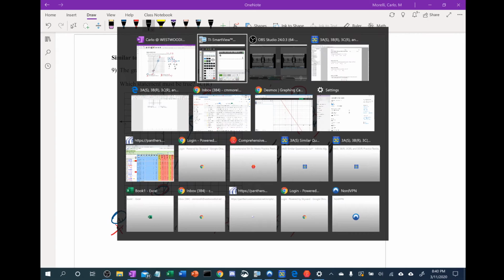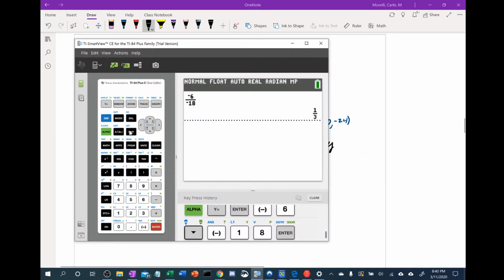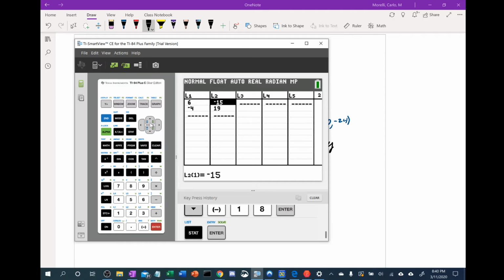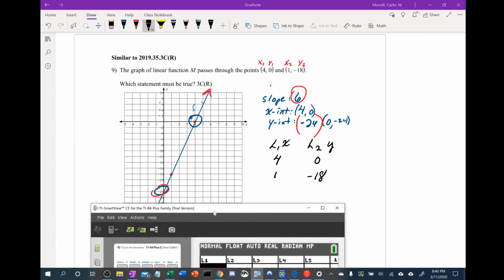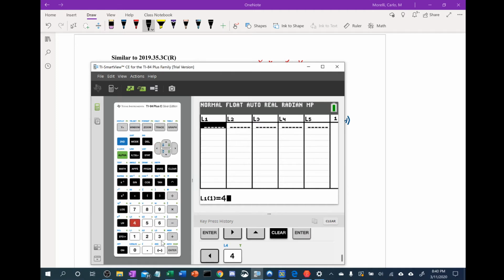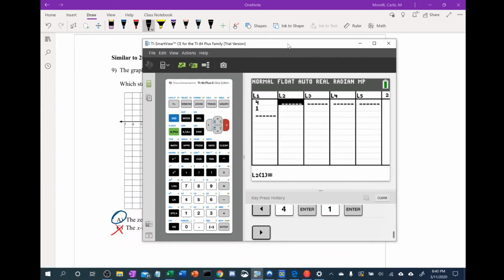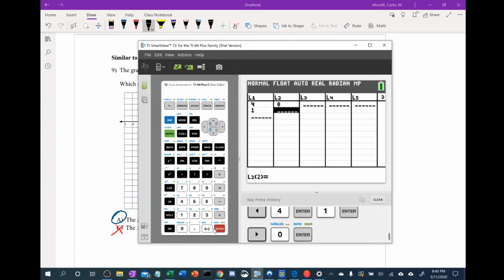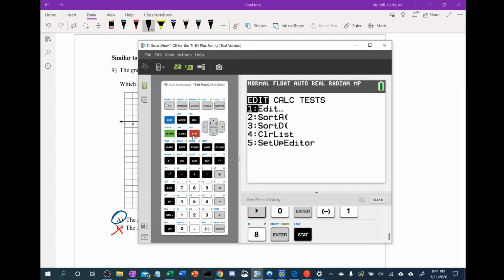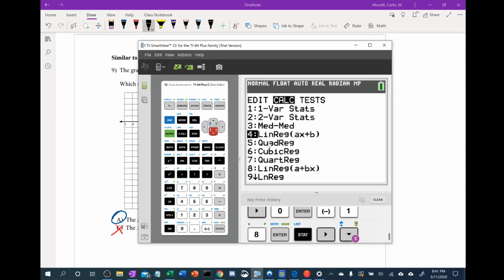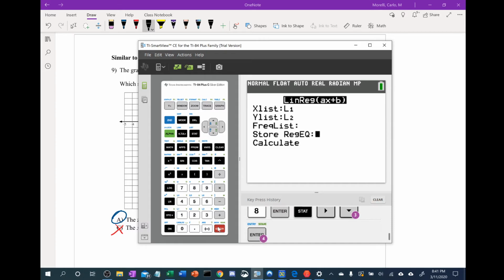Let's go into our calculator, hit stat, edit, and go clear these tables here. And we'll put our values in: 4 and 1. 4, enter, 1, enter. And then go over and do 0 and negative 18. So 0, enter, negative 18, enter. Okay, stat, calc, linreg ax plus b, enter.